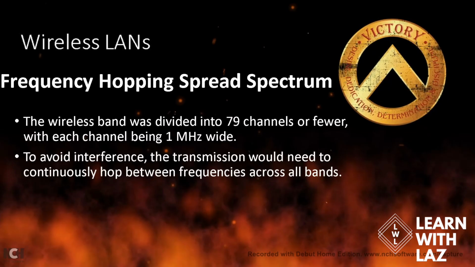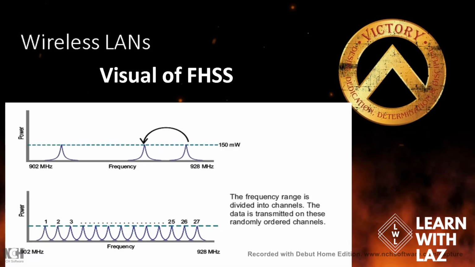And to avoid the interference, I said that the actual transmission would hop from one frequency to another to avoid colliding with the other channel. Okay, so that's an issue. So that's why they call it frequency hopping, and that was a big problem. You look at it here, okay? If you look at it, and this is interesting, the frequency range is divided into channels, right? And you see all the different channels here, okay? And the data is transmitted on these randomly ordered channels. But again, they're so close to each other.